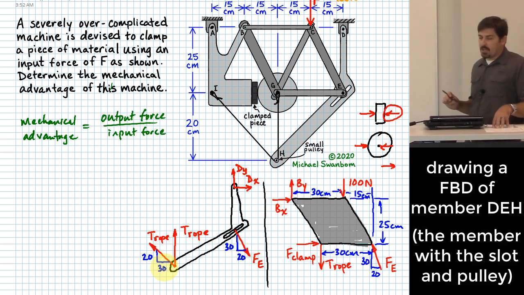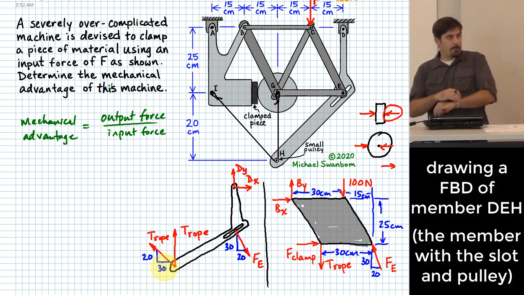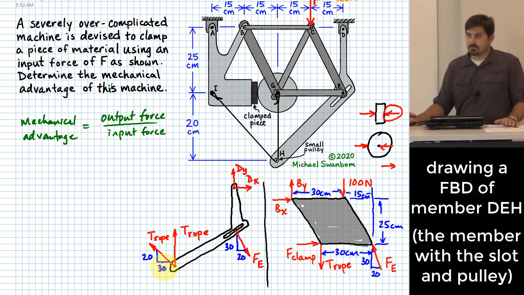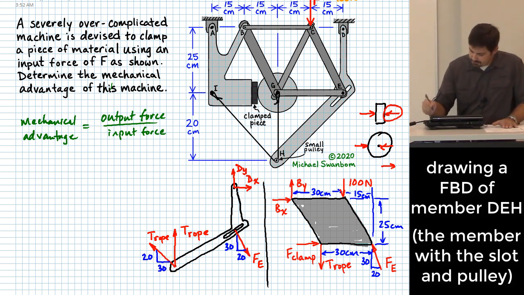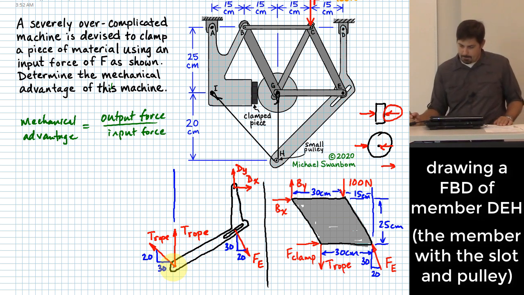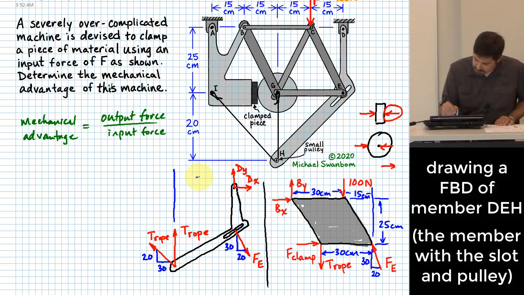Any other forces acting on this body? There aren't, but we're still not quite done. What else do we need to do? We need some lengths. So let's put one of them up here. What's the width across from point D horizontally over toward point H? 30 centimeters.